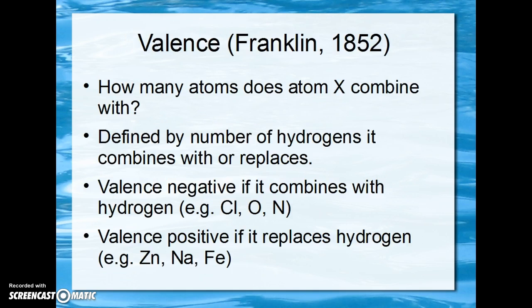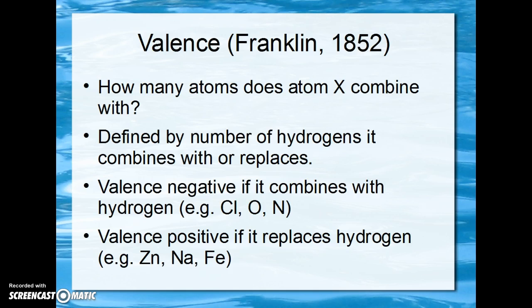Franklin came up about 30 years later with the notion of valence that we still use today. And it asks the question, how many atoms does an atom we'll just call X combine with? Well, it's defined by the number of hydrogens that it combines with or replaces. He assigned a negative valence if it combines with hydrogen. So for instance, hydrogen reacts with chlorine, with oxygen, and forms the ammonia compound with nitrogen.